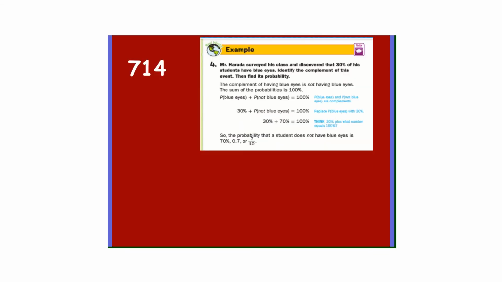Mr. Harada surveyed his class and discovered that 30% of his students have blue eyes. Identify the complement of that and find the probability. Well, you can either have blue eyes or not have blue eyes. And so we have 30% have blue eyes. So how many don't have blue eyes? 70%. 7 out of 10. The complements are actually quite easy, and a lot of times it's not hard to figure those out.